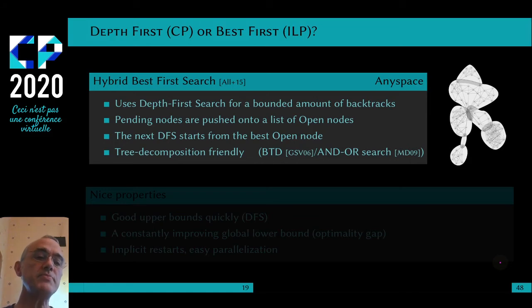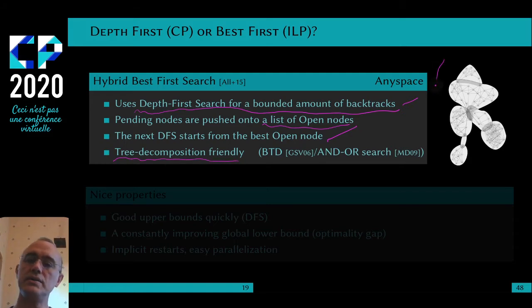We do depth first search for a fixed amount of backtracks. And when the amount of backtracks is reached, there are pending nodes on the right of the tree, in some sense. These pending nodes are simply extracted and pushed onto a list of open nodes, and then we restart depth first search from the best open node in this list. So we are doing depth first search and best first search at the same time, and this algorithm is very nice because it is also tree decomposition friendly.